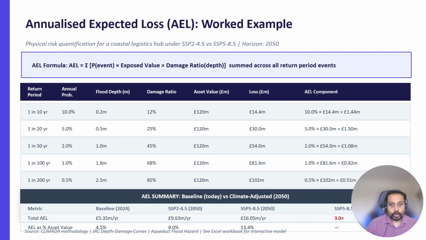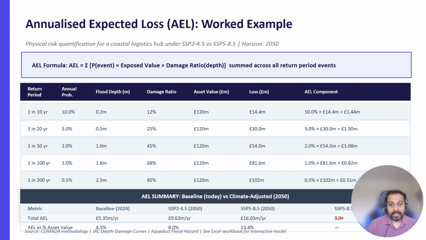So now let me walk you through the worked example step by step, similar to the transition risk. The asset is a coastal logistics hub in Mumbai, India, with a replacement value of 120 million and business interruption revenue of 1.5 million per day.